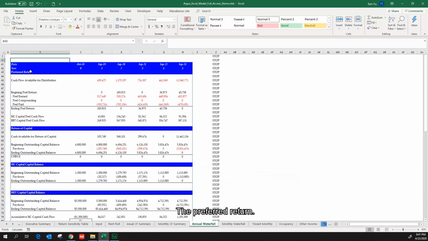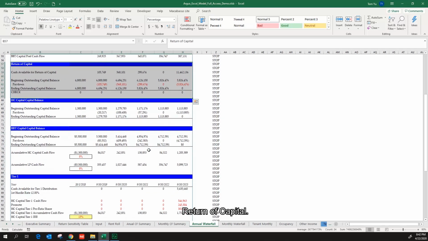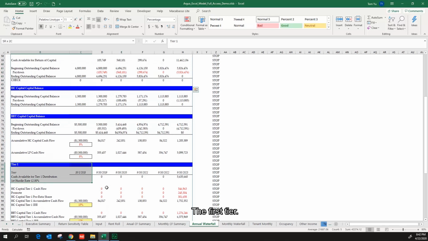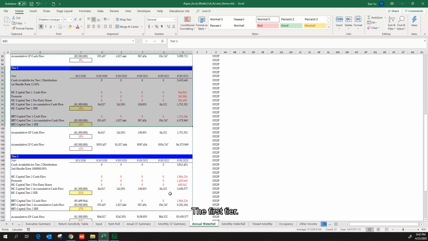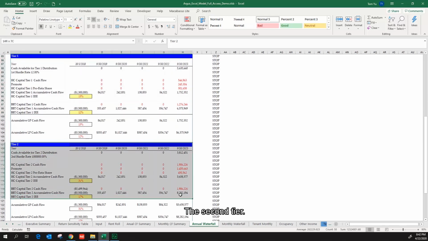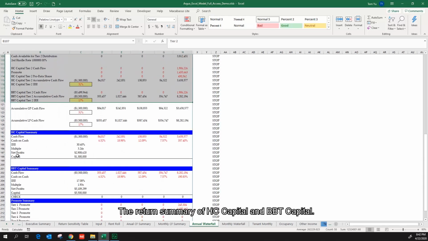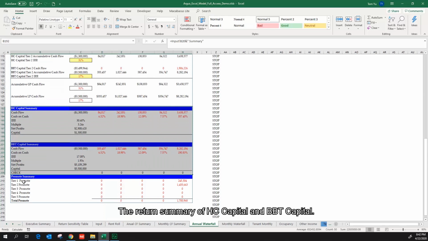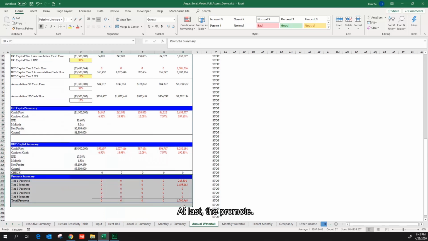The preferred return, return of capital, the first tier, the second tier, the return summary of HC Capital and the BBT Capital, and last, the promote.